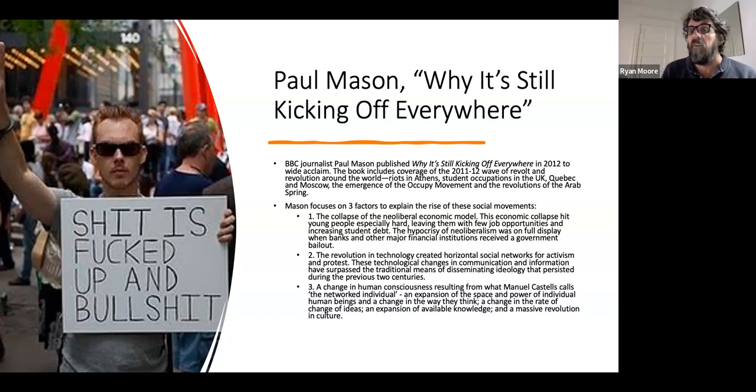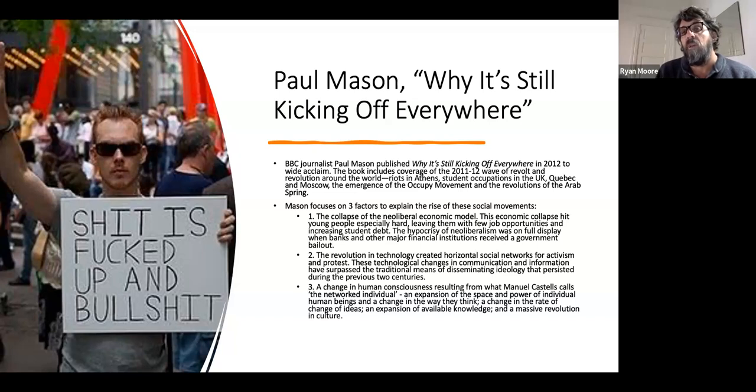The hypocrisy of neoliberalism was on full display when banks and other financial institutions received a government bailout. So one popular chant during Occupy Wall Street was, the banks got bailed out, and we got sold out. So this sort of hypocrisy, and the way in which this economic collapse had been hitting young people especially hard.